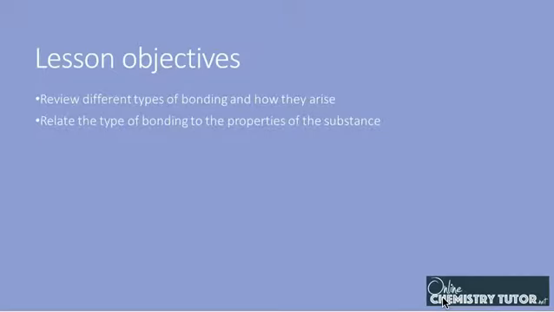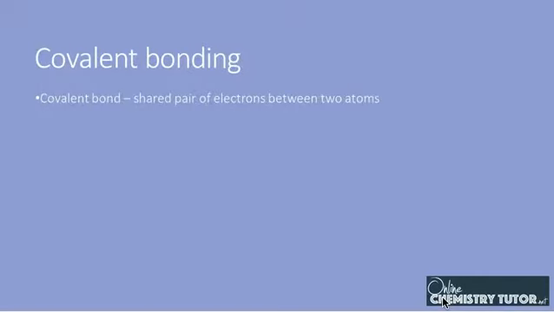We're going to look at different types of bonding and how they arise, what causes one bond to be different to another, and how the type of bonding within a particular material affects the physical properties of that particular substance. So we're going to begin with covalent bonding.